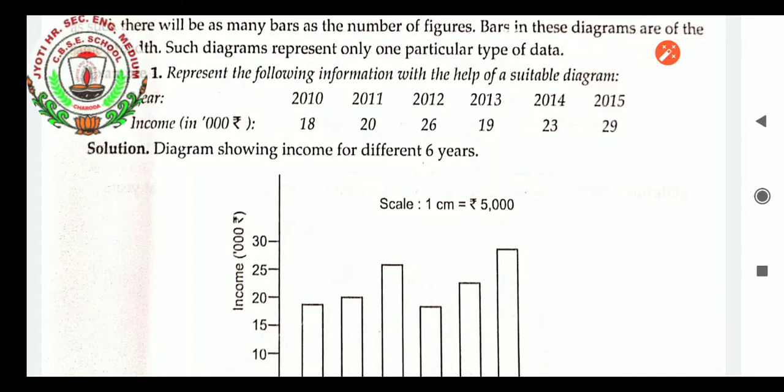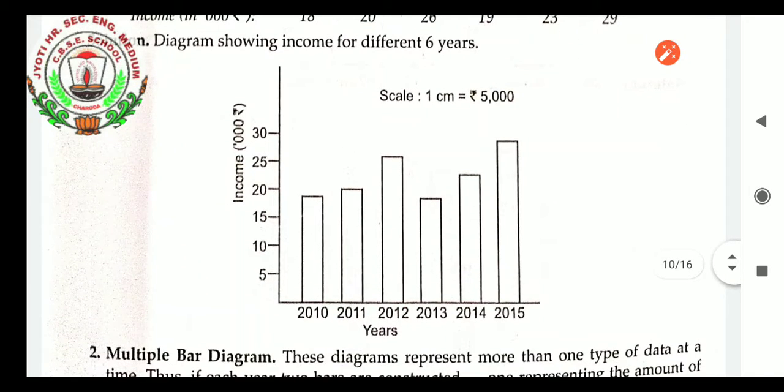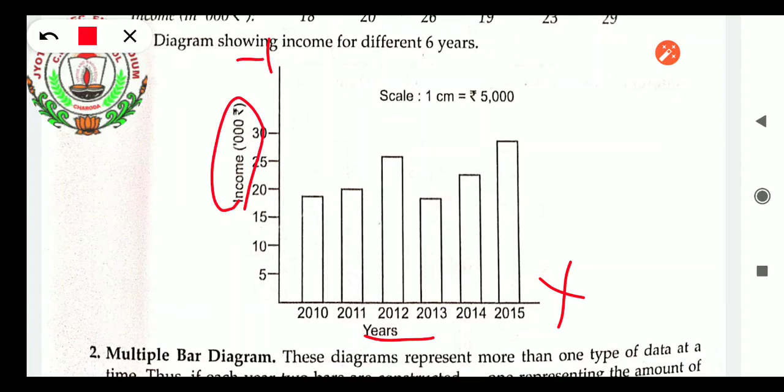Here you can see a diagram showing income for different 6 years, 2010 to 2015. The data is given to us and we are making the graph. X-axis and y-axis will be there, students, which is not seen here. Here it can be the y-axis and here it can be the x-axis. On the x-axis years are shown. On the y-axis income is shown. The scale can be here in the years.